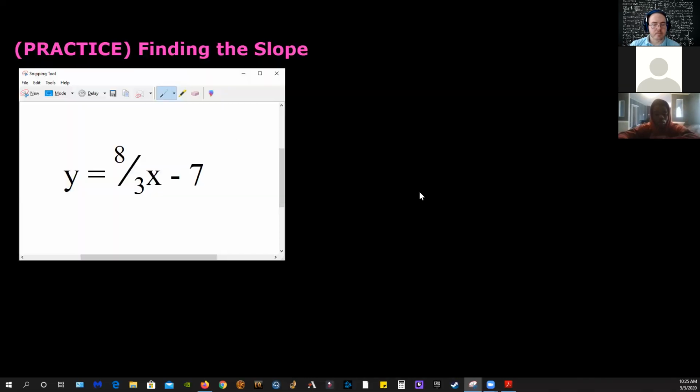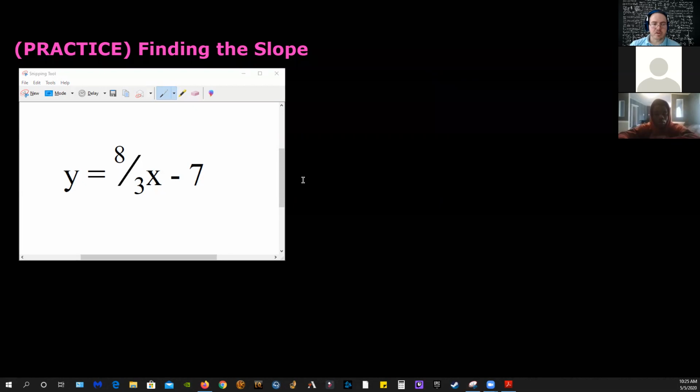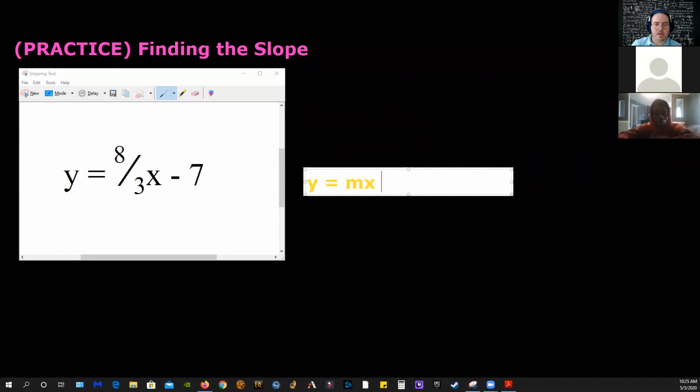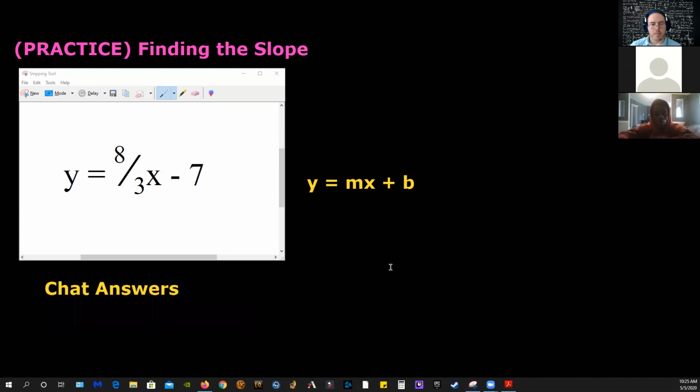What about this one? And just remember, the equation is y equals mx plus b. Go on, try to answer, and the slope is 8/3.